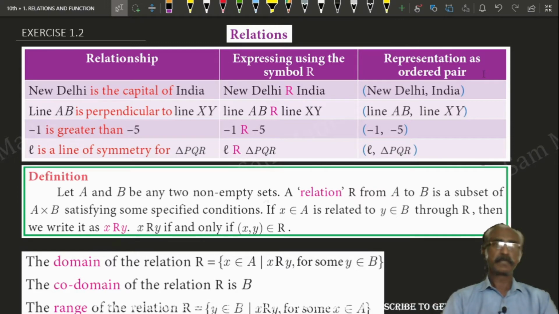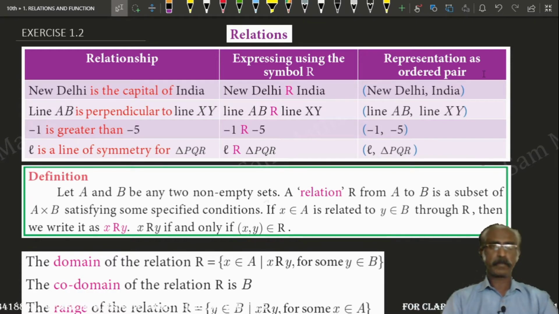For example, Chennai is the capital of Tamil Nadu. So here we are using the word capital. New Delhi is the capital of India. It's given there. That you can see there. New Delhi is related with India. That we can denote by order pair, New Delhi, India. Here the relation is the capital of.